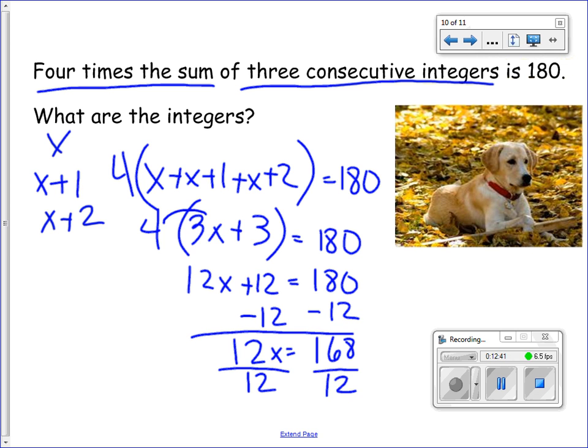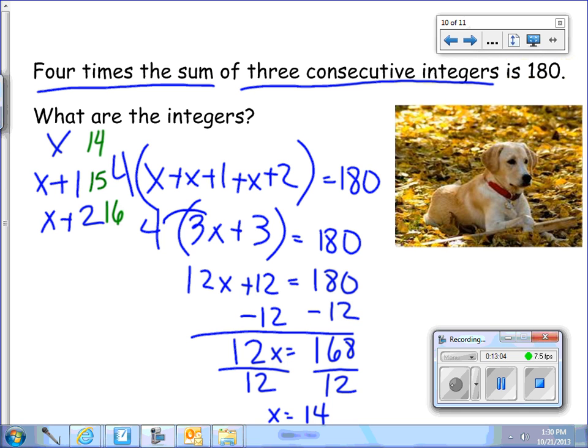You need to learn how to work that out on your own, but for right now, guys, what is 168 divided by 12? 14. Am I done? No, your first number is going to be 14, then 15, then 16. Very important that you remember how to do this. Do you get the answer?